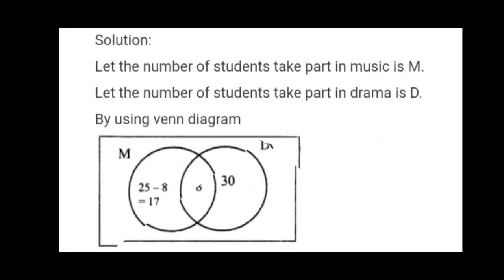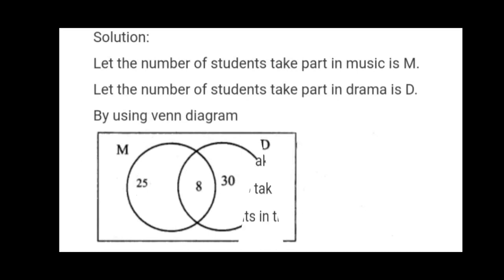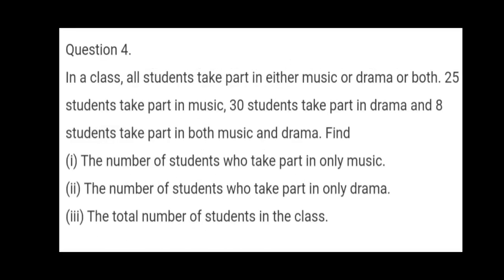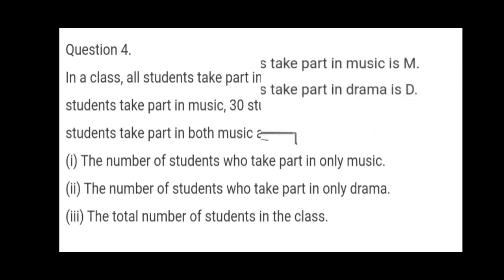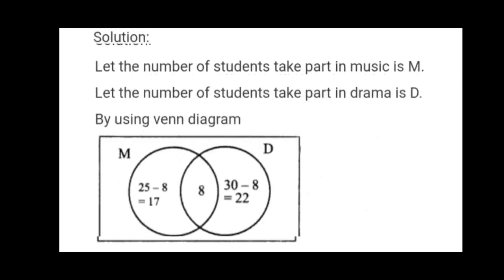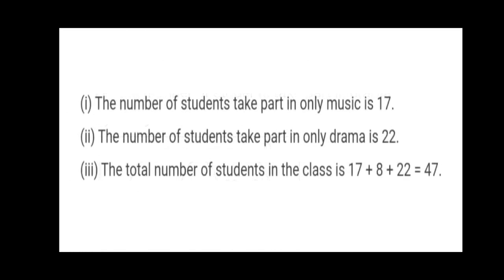In the given problem we can read it: all students take either music or drama or both, so no one takes part in nothing. So we can add all these three values to get the total number of students.